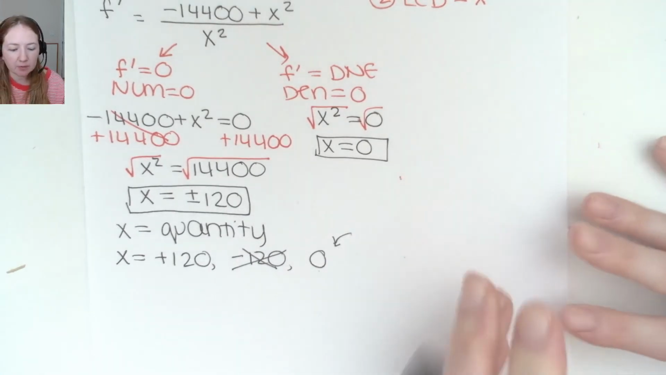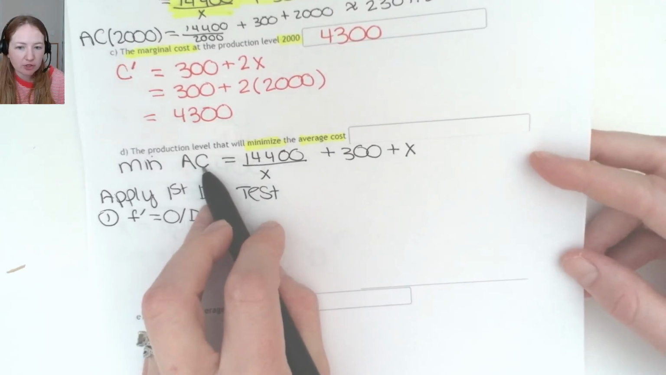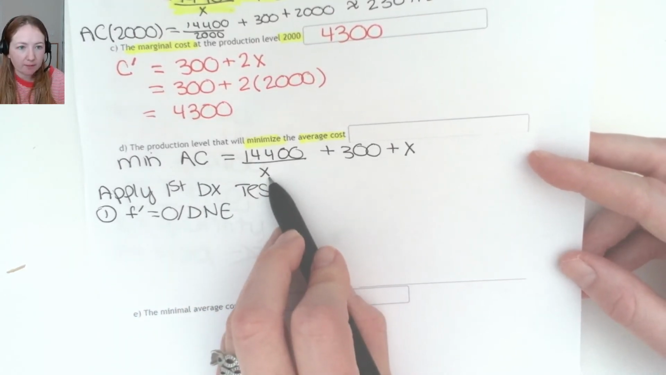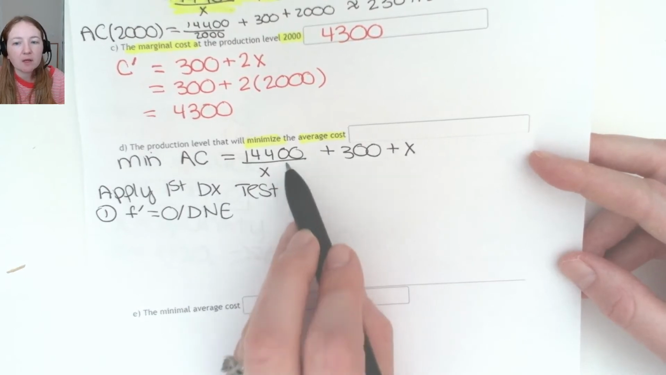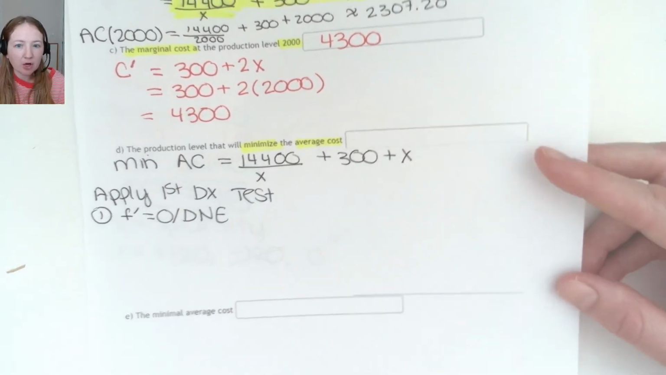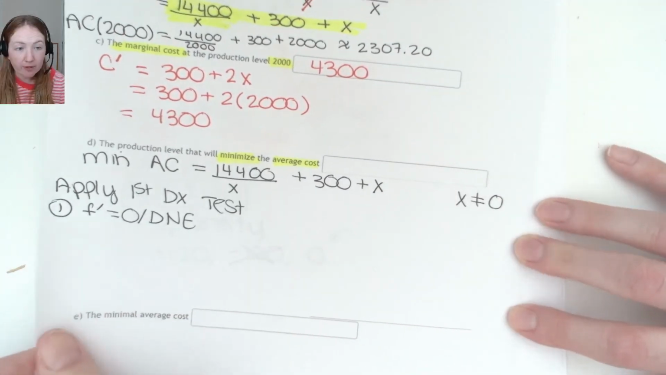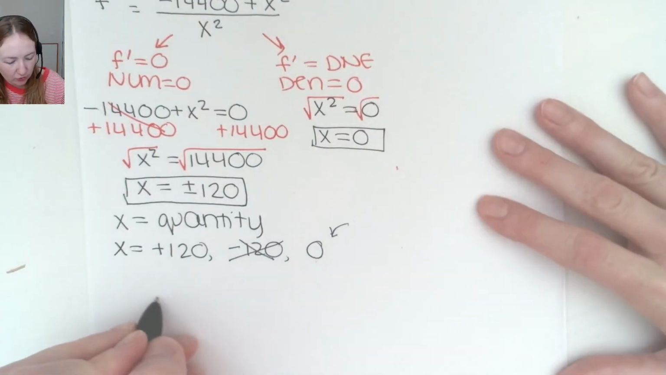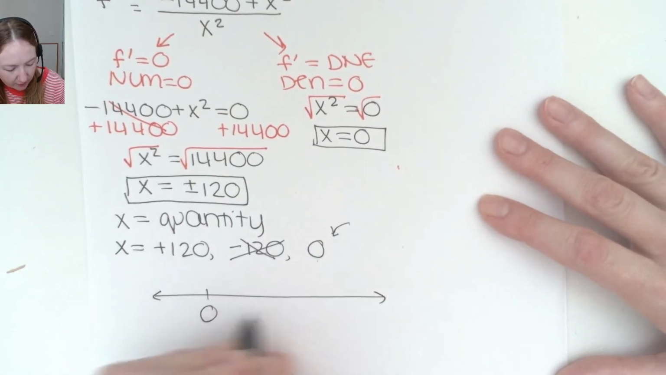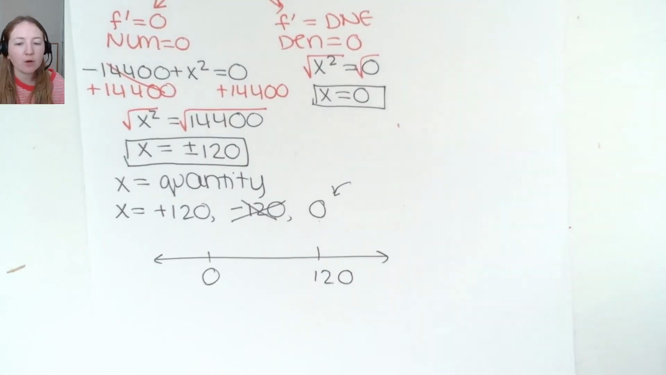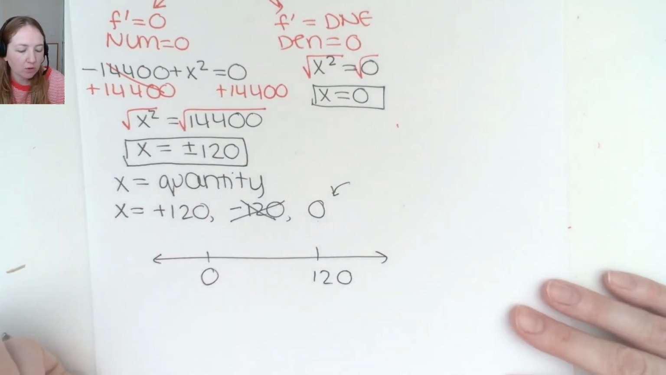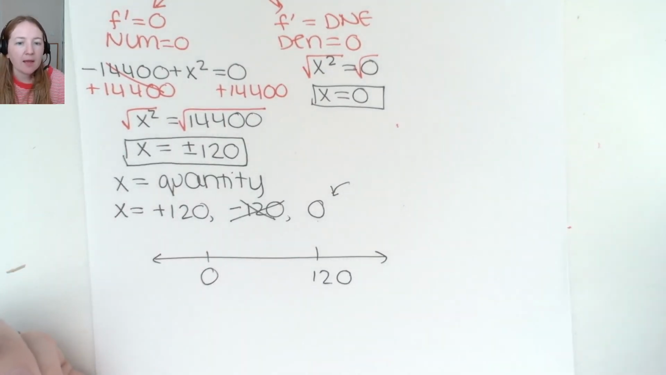It's not a critical number because of the domain. If you look back at the average cost function, you'll notice that x was in the denominator. And so for that reason, the assumption when you write the average cost function is that x is not equal to 0. However, if you don't notice that and you just draw your number line with the 0 and the 120, I want to show you really quickly that it will come out how 0 is not going to work for us as an answer to minimize our average cost.